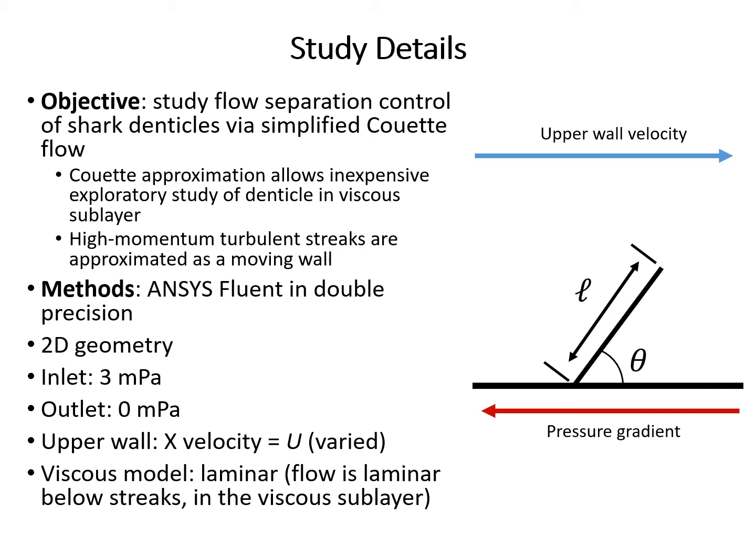There's an adverse pressure gradient moving against the flow, and in all cases this was a 3 millipascal gradient over our domain. The upper wall is moving to the right with a velocity of u, which we vary over the course of our studies. And as mentioned, this flow is occurring in the viscous sublayer, so we are just using a laminar viscous model.